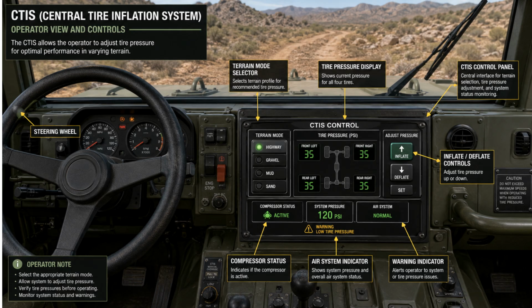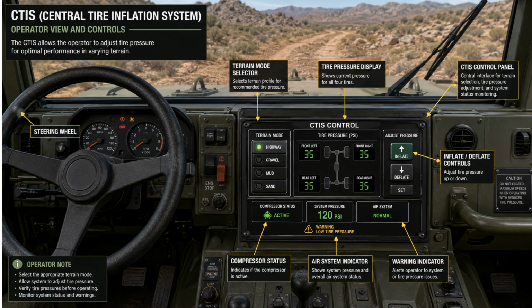The tyre pressure display shows the current PSI for each wheel, allowing the operator to confirm that all tyres are correctly inflated. The inflate and deflate controls can be used to manually increase or decrease tyre pressure when required. Below them, the panel displays compressor status, system air pressure, and overall air system condition. Warning indicators alert the operator to low tyre pressure or a possible system fault.